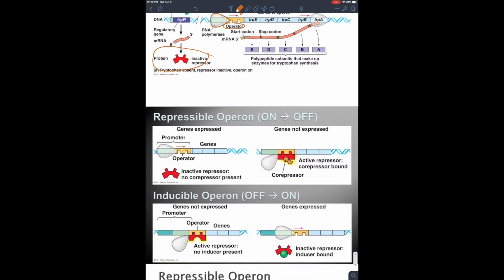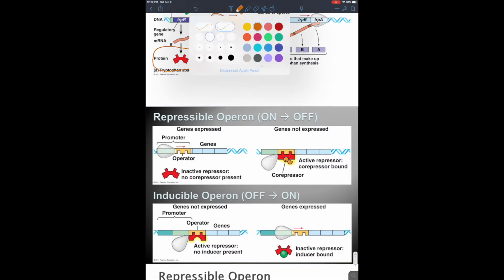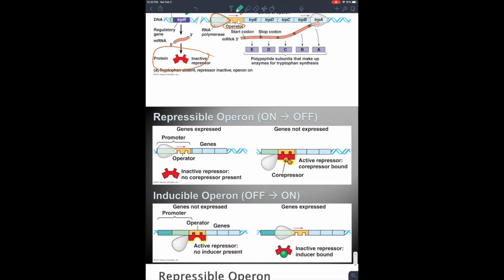Now, we have two types of operons that we deal with. We have a repressible operon and we have an inducible operon. So we just talked about what the word repress means. A repressible operon is going to take a gene that is on and turn it off. We are going to stop transcription, and when I stop transcription, I stop translation too. I'm not making anything anymore with a repressible operon. So we go from on to off. And we're going to talk about the specific examples related to them in detail.